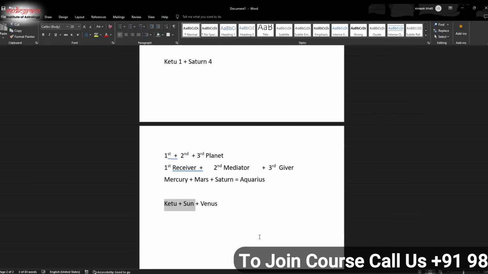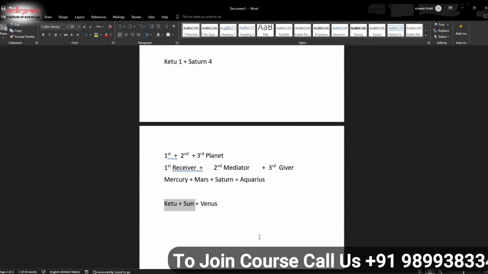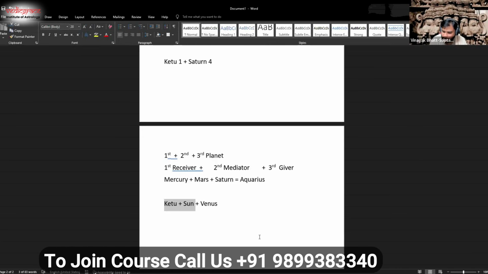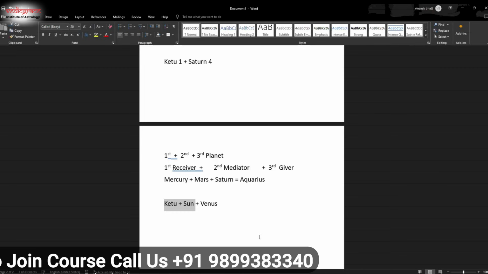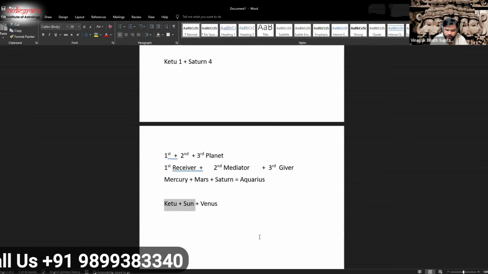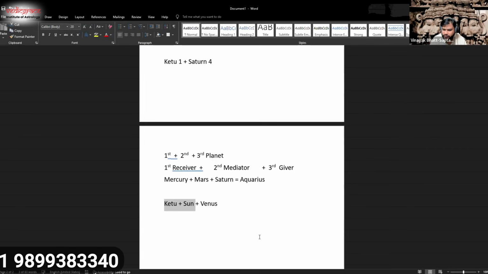Sir, if Ketu is sitting with Moon in Virgo sign, what does it mean? Ketu is with Moon, that too in Lagna in Virgo sign. How? Is Ketu at a lesser or higher degree than the Moon? Let's discuss both combinations.